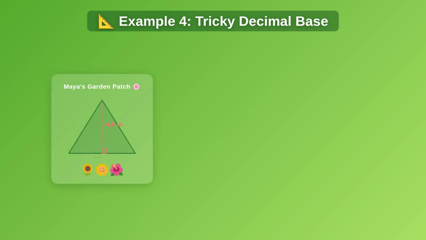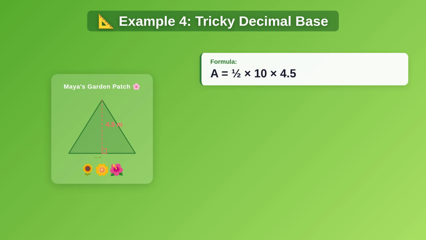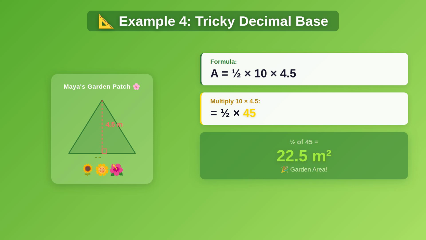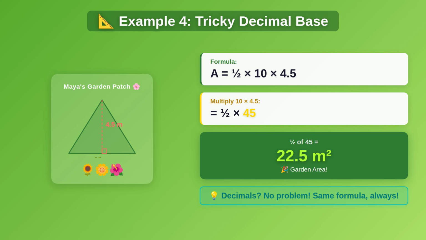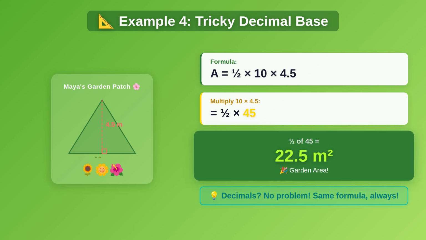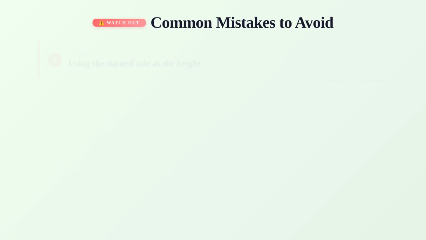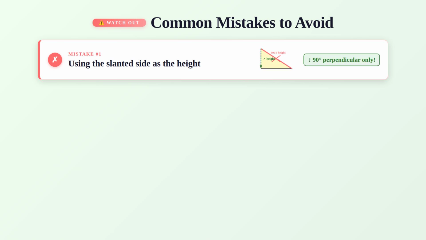Ready for a trickier one? This time, the height is a decimal. Maya's class is decorating a triangular garden patch with a base of 10 meters and a height of 4.5 meters. Don't let that decimal scare you. Area equals 1/2 times 10 times 4.5. Multiply 10 times 4.5. That gives us 45. Then 1/2 of 45 equals 22.5. The garden area is 22.5 square meters. Decimals follow the exact same steps. The formula never changes. Maya's confidence is growing fast.